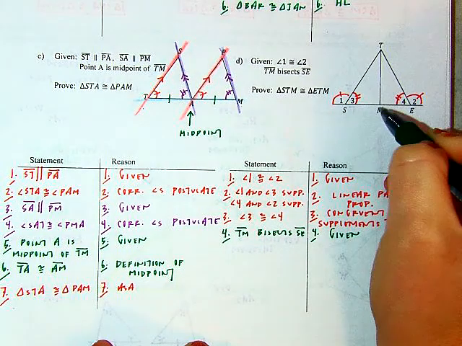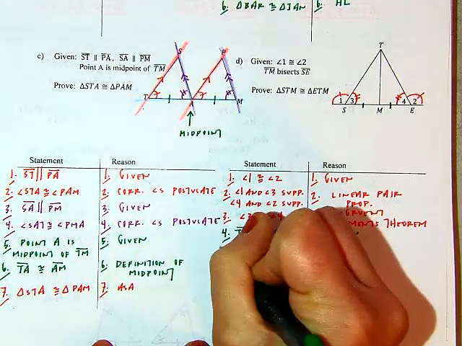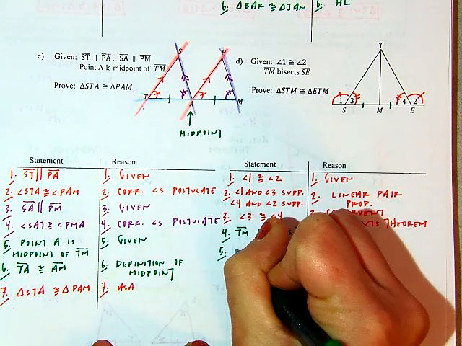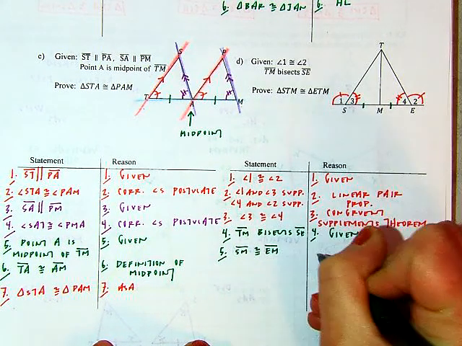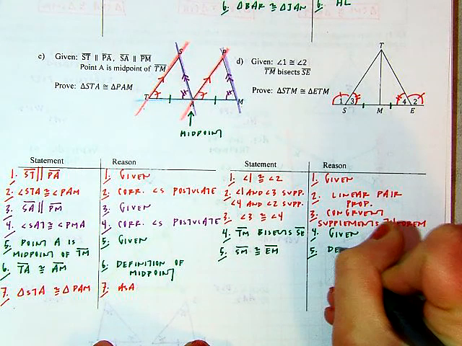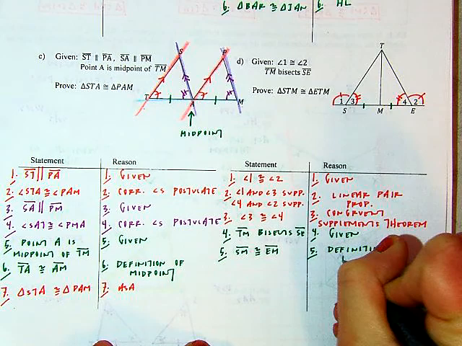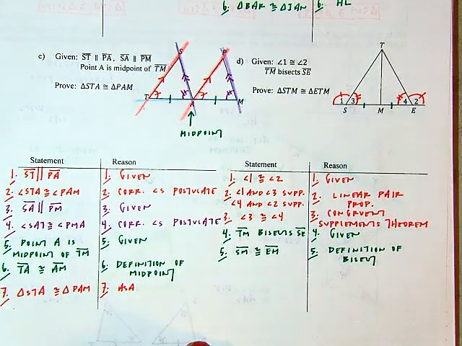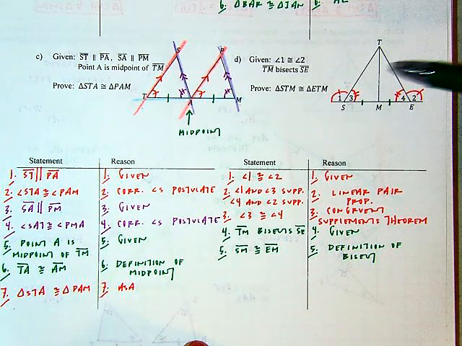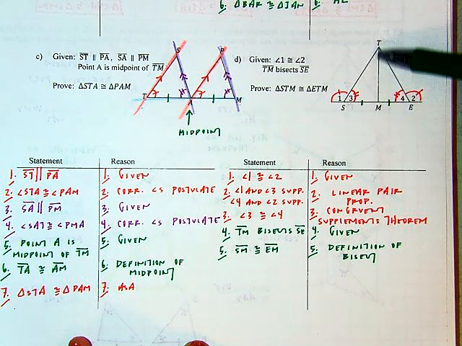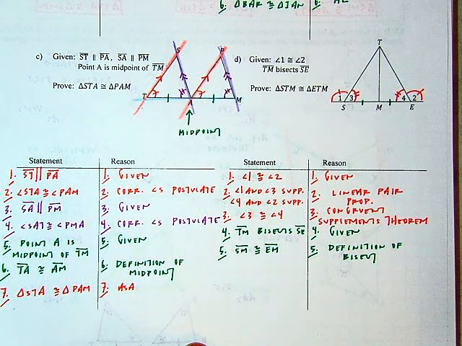Okay, so if TM bisects SE, then these segments here and here must be congruent. So I can say that SM is congruent to EM, definition of bisect. Okay, so now I have one pair of angles and one pair of sides. I'm really used to doing the reflexive part, but that's not going to help me here, right? That's not going to help me here because that would give me SSA. So I really can't use that. So I have to look for something else.